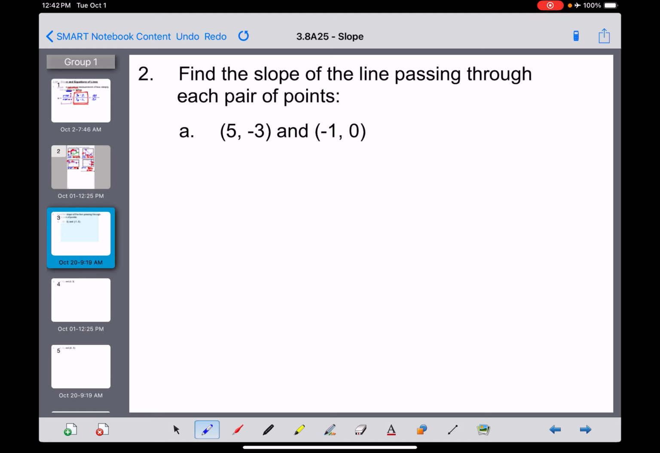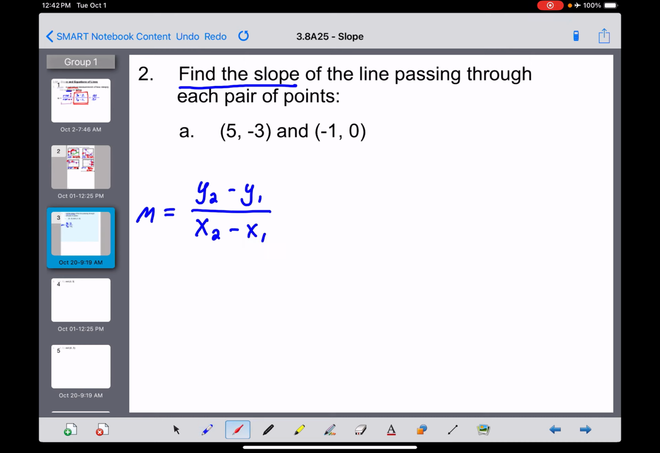But I will say that once we get our answer, I might draw a really quick rough sketch to make sure the answer makes sense. We are trying to find the slope here, so we're going to go back to the slope formula we wrote down on the first slide. M is equal to the quotient of y2 minus y1 over x2 minus x1.